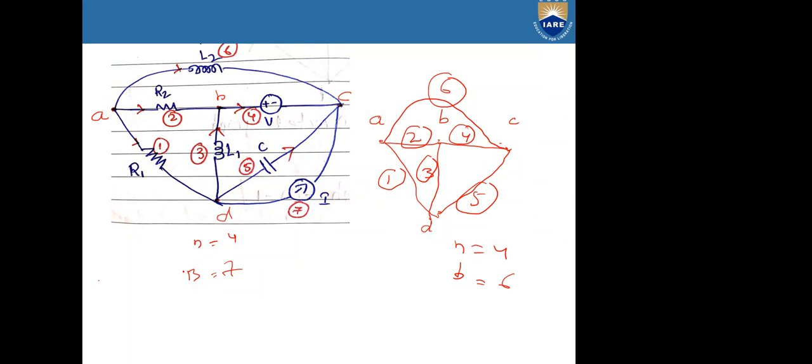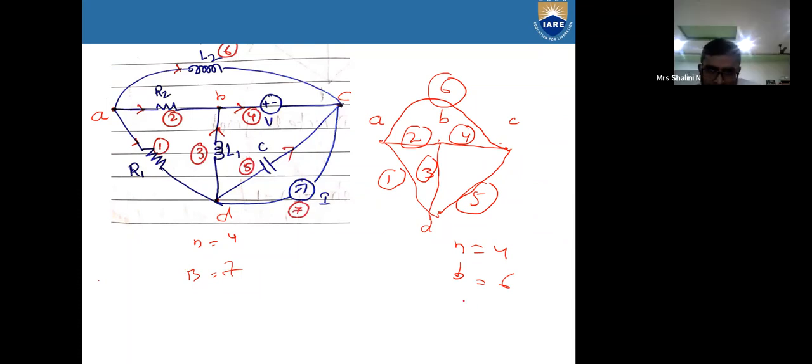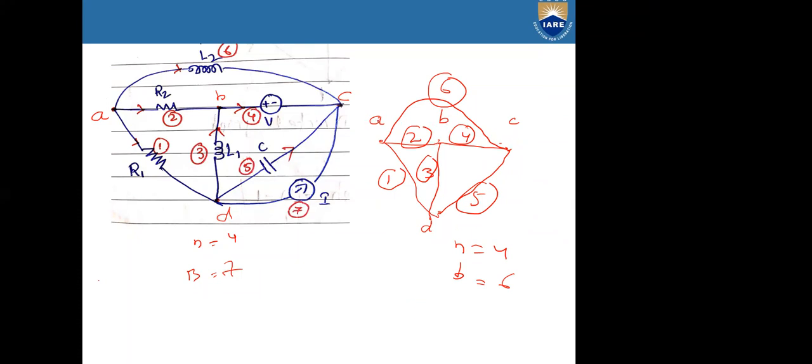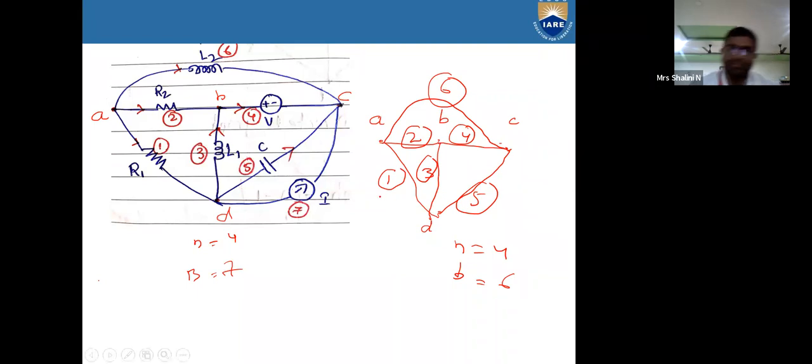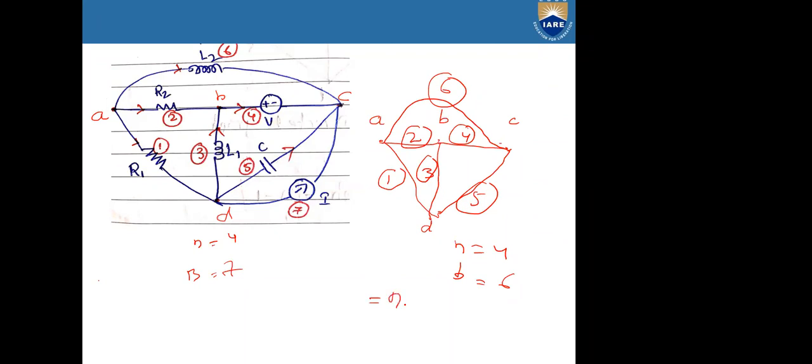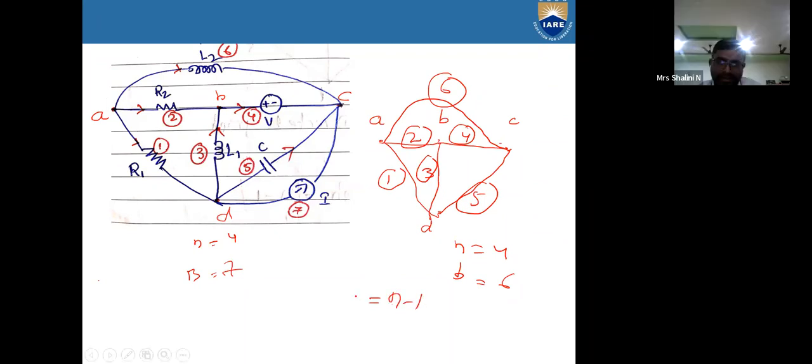Coming to the node pairs, how many node pairs will be there? AB, BC, AC, AD, BD, CD. That is 6 node pairs. Next, what is the rank of the graph? 3. That is nothing but n minus 1. The formula is n minus 1.